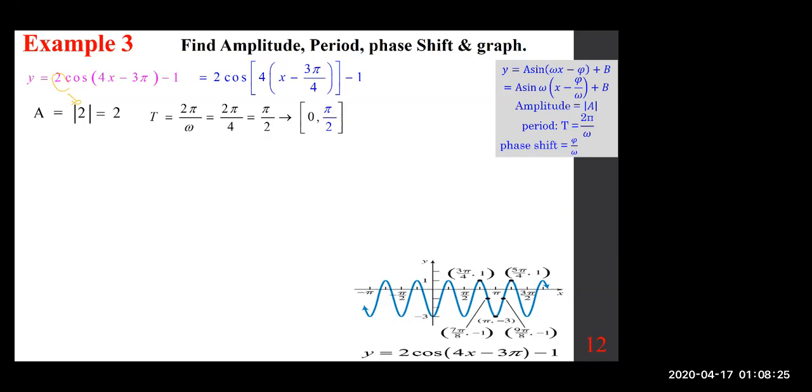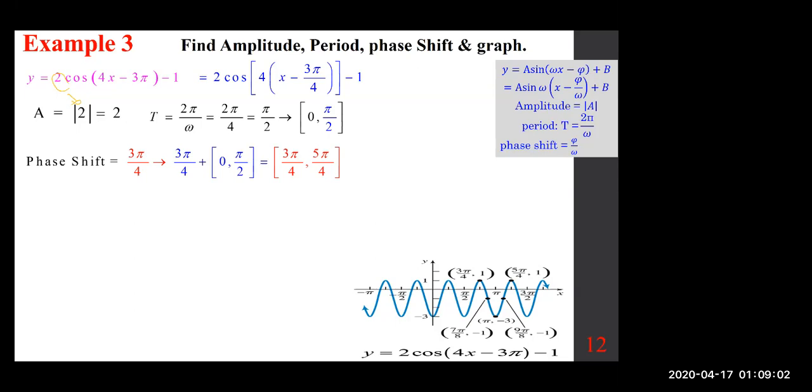However, what is the phase shift? If you look at the brackets, inside we have 4 times x minus 3 pi over 4, which results in 3 pi over 4 as the phase shift. So this entire interval has to be shifted to the right by 3 pi over 4. So we are adding 3 pi over 4 to both ends, namely 0 plus 3 pi over 4, pi over 2 plus 3 pi over 4.